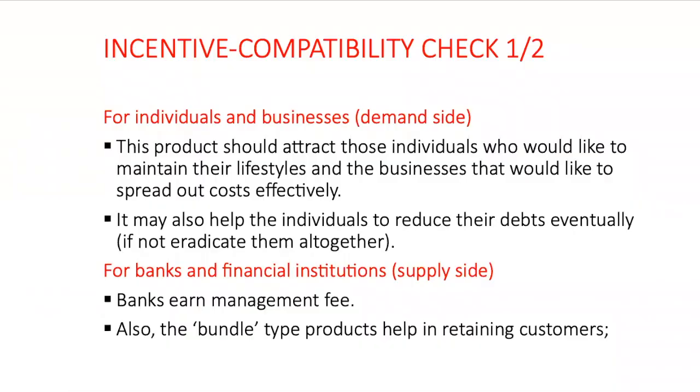Overall, whether this product would be acceptable or not, we have to come up with an incentive compatibility check. Why would the individuals and businesses on the demand side like to go for this kind of product? Number one, we actually identified this in the beginning, but I'm just repeating that this product should attract those individuals who would like to maintain their lifestyle and the businesses that would like to spread out costs effectively. I think for businesses, this is very important. For those of you who are running your own businesses, if you do not spread out your costs efficiently and effectively, that could have some serious implications.